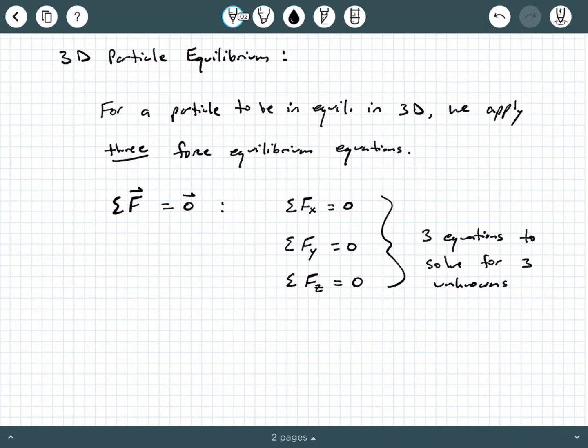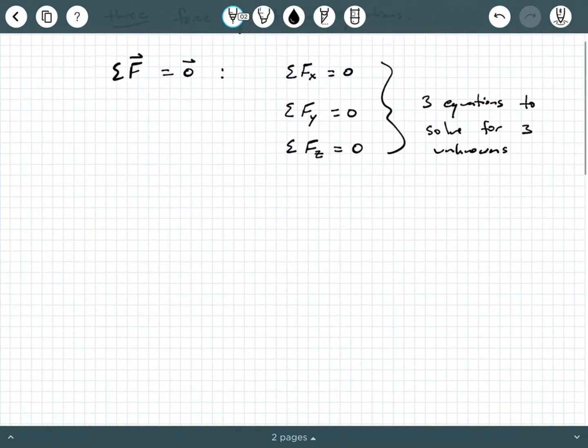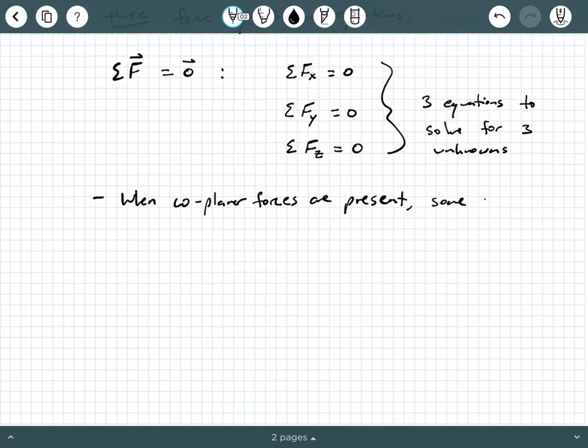Now, here's some other points to be aware of, okay? So, when coplanar forces are present, some calculations will simplify. Now, what do I mean by this? Well, the whole system we're dealing with may be 3-dimensional, but we may have some forces that are only present in one single plane, and we're going to see some examples of this.